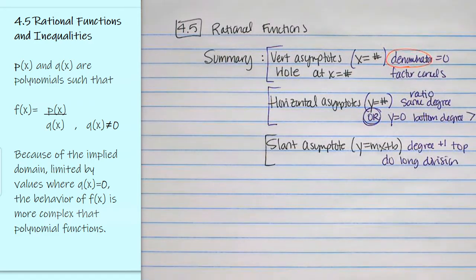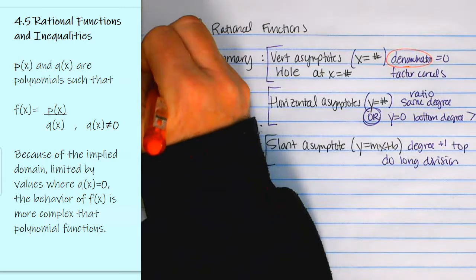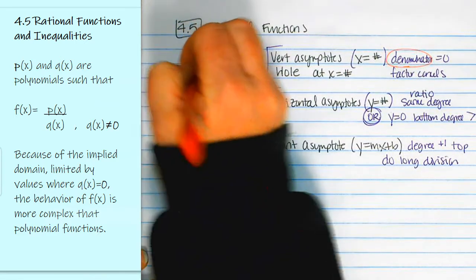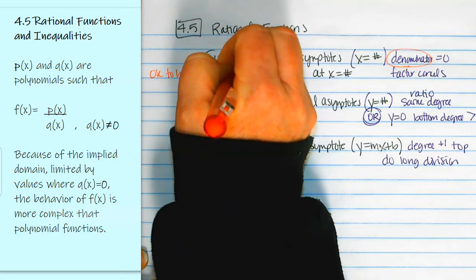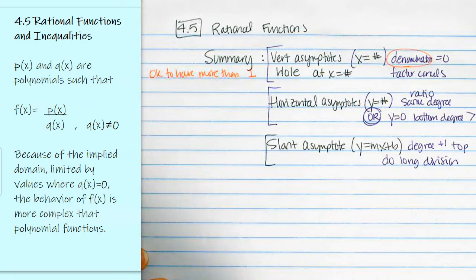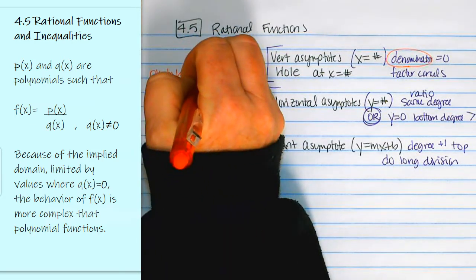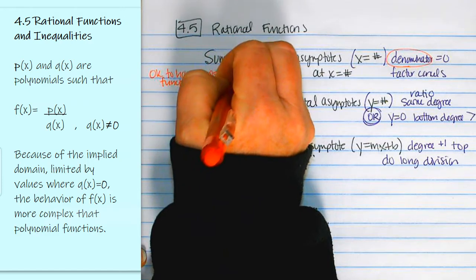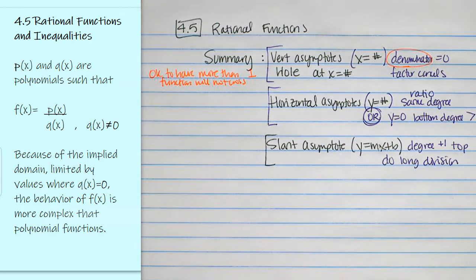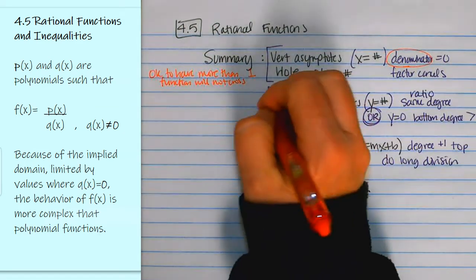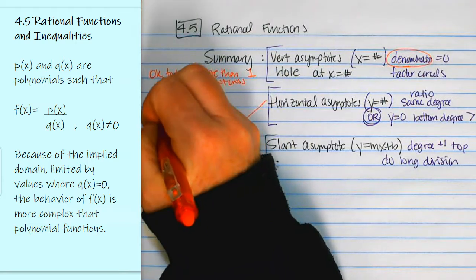And an important note is that you can have more than one. So okay to have more than one. And your function will not cross a vertical asymptote. Horizontal asymptotes and slant asymptotes come from comparing the degree of the top and the degree of the bottom. So both of these come from the same thing.